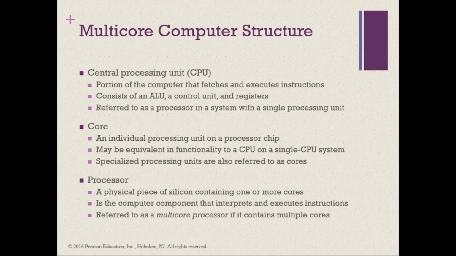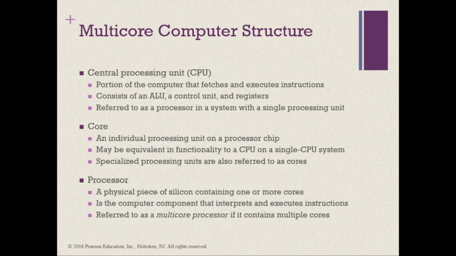Next we have the processor, a physical piece of silicon containing one or more cores. The processor is the computer component that interprets and executes instructions. If a processor contains multiple cores, it is referred to as a multi-core processor. After about a decade of discussion, there is a broad industry consensus on this usage. So the processor is the physical chip that we're seeing, but you can never know that inside a processor there are one or more cores.